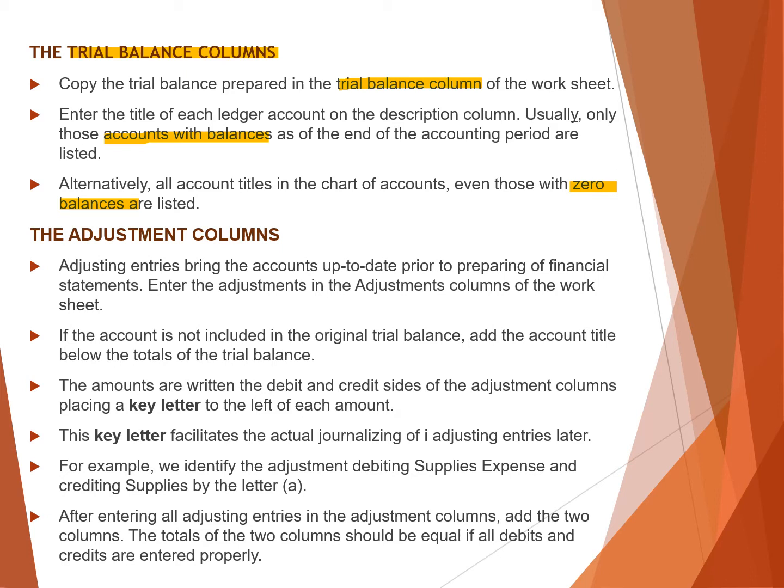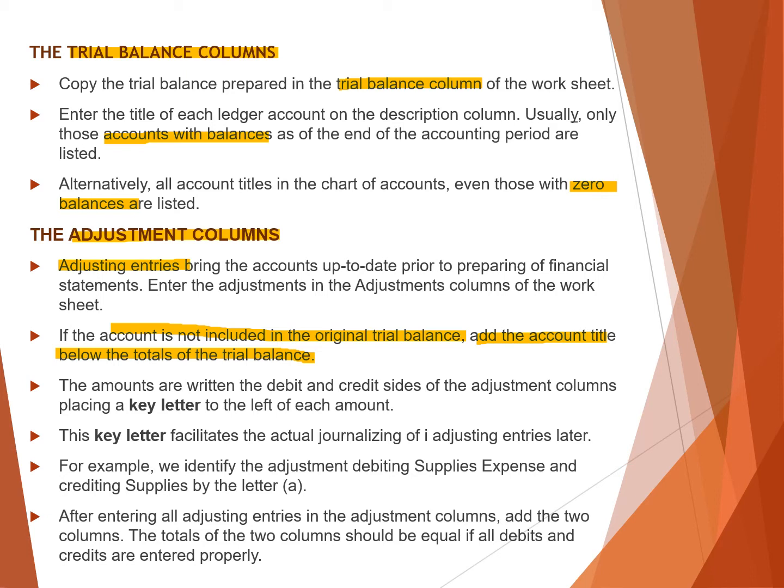But mostly in the problems you will encounter, the trial balance is already given, so you just have to copy it. The next column is the adjustments column. Adjusting entries bring the accounts up to date for preparing the financial statements. Here, the adjusting entries will also be given, so you just have to copy the adjusting entries to the adjustments column of the worksheet. Now, if an account is not included in the original trial balance, for example, the adjusting entries have account titles that are not in the trial balance, what you need to do is just add the account title below the totals of the trial balance. Okay? Later we will illustrate.